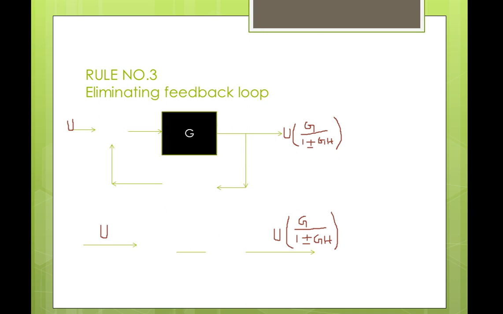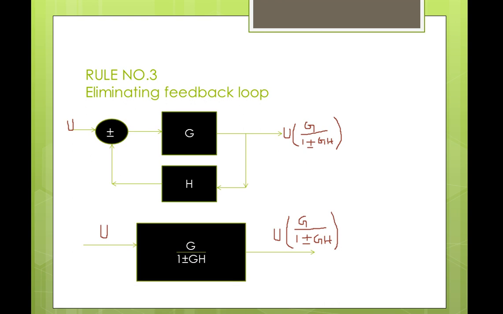Here I am having two blocks, and a part of the output is getting back to the input. Whenever a part of the output is getting back to the input, it is said to be feedback. So we have to eliminate this feedback. We need to represent this complex system in a simple way. So in order to represent it, here I am having U applied as input, and I am drawing a single block.